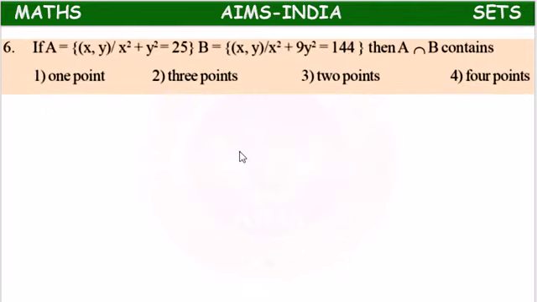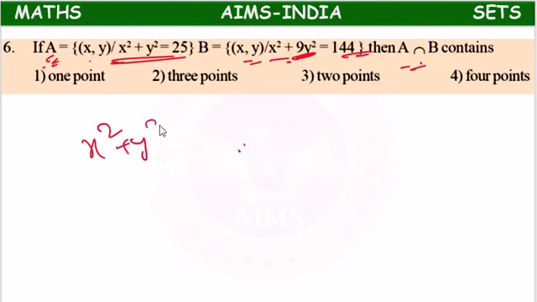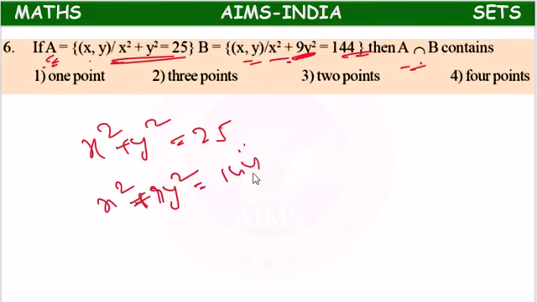Next, sixth question. If A equal to {(x, y) such that x square plus y square equal to 25}, B equal to {(x, y) such that x square plus 9y square equal to 144}, then A intersection B contains what? So we have to solve these equations. x square plus y square equal to 25, x square plus 9y square equal to 144.